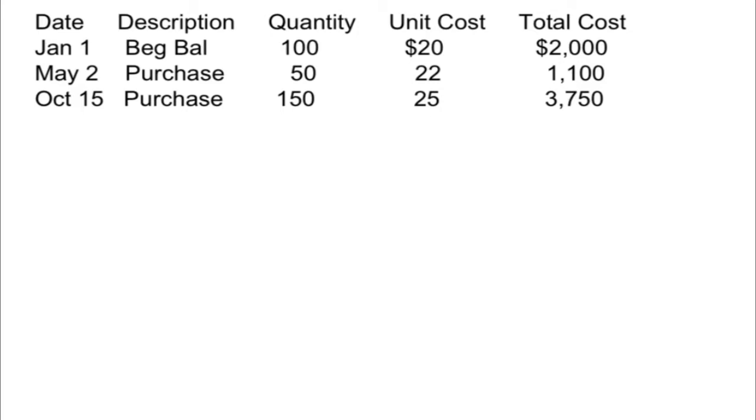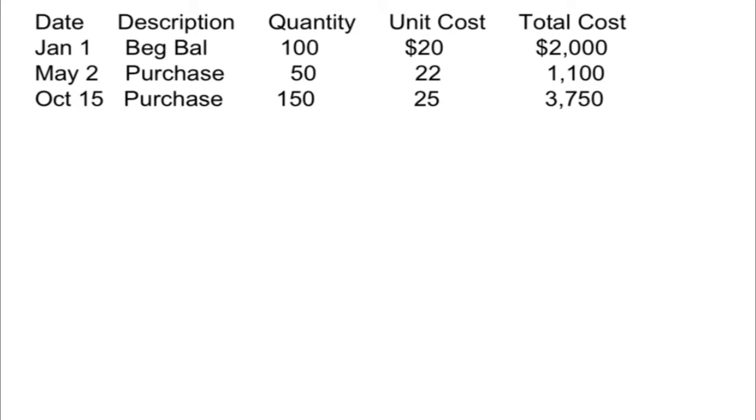Now, if you know ending inventory, you can always tell me how much you sold. Or if for some reason you know the amount that you sold, you could tell me what you should have in ending inventory. Either way, you should still take a physical count to verify what you actually have in inventory. So here's the data that we've been given.